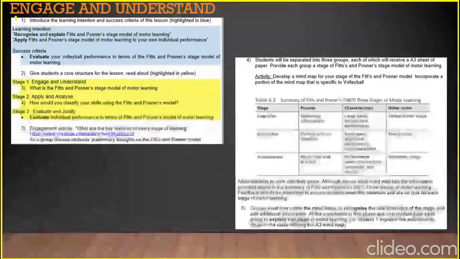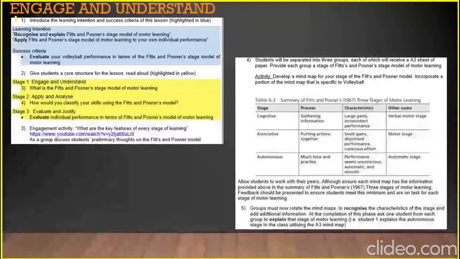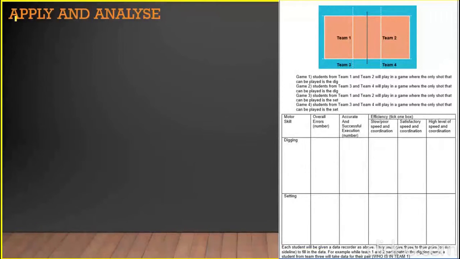To engage and understand, students analyze a video of a volleyball player performing the strike at all three levels of the model, those levels being cognitive, associative, and autonomous. Students will then be involved in developing mind maps on specific stages of skill inquiry and discussing these with the class. In the apply and analyze stage, students will take primary data on their digging and setting to help assess the stage they are in for motor learning under the Fitz and Posner model.